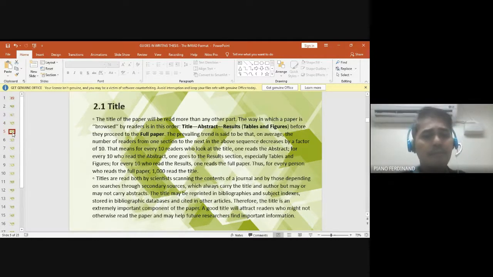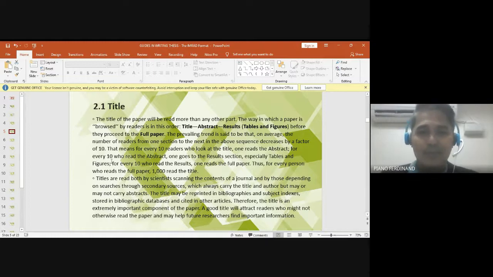Now let's talk about the main parts of an IMRAD thesis paper. Of course, nandyan yung title. Okay. So ano po ba yung mga dapat natin tandaan in writing our title? The title of the paper will be read more than any other part. The way in which a paper is browsed by readers is in this order: title, abstract, results, tables and figures, before they proceed to the full paper.